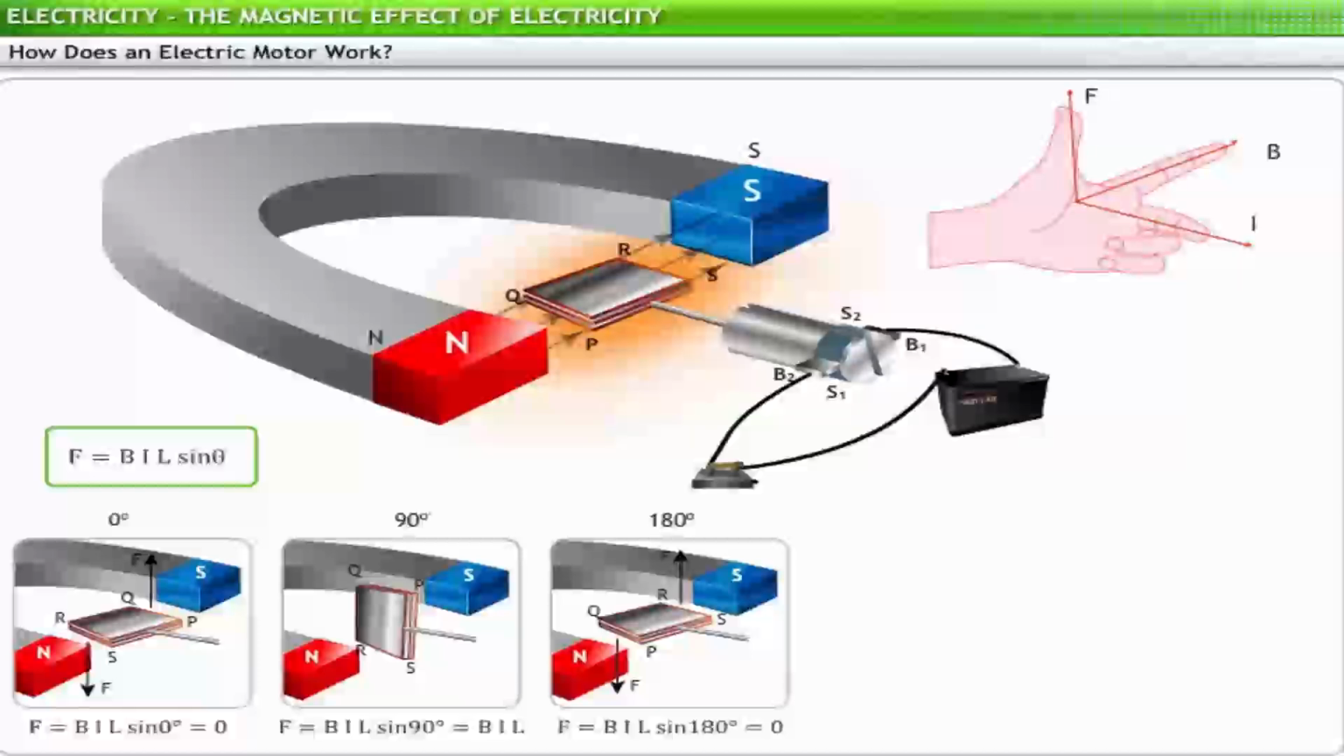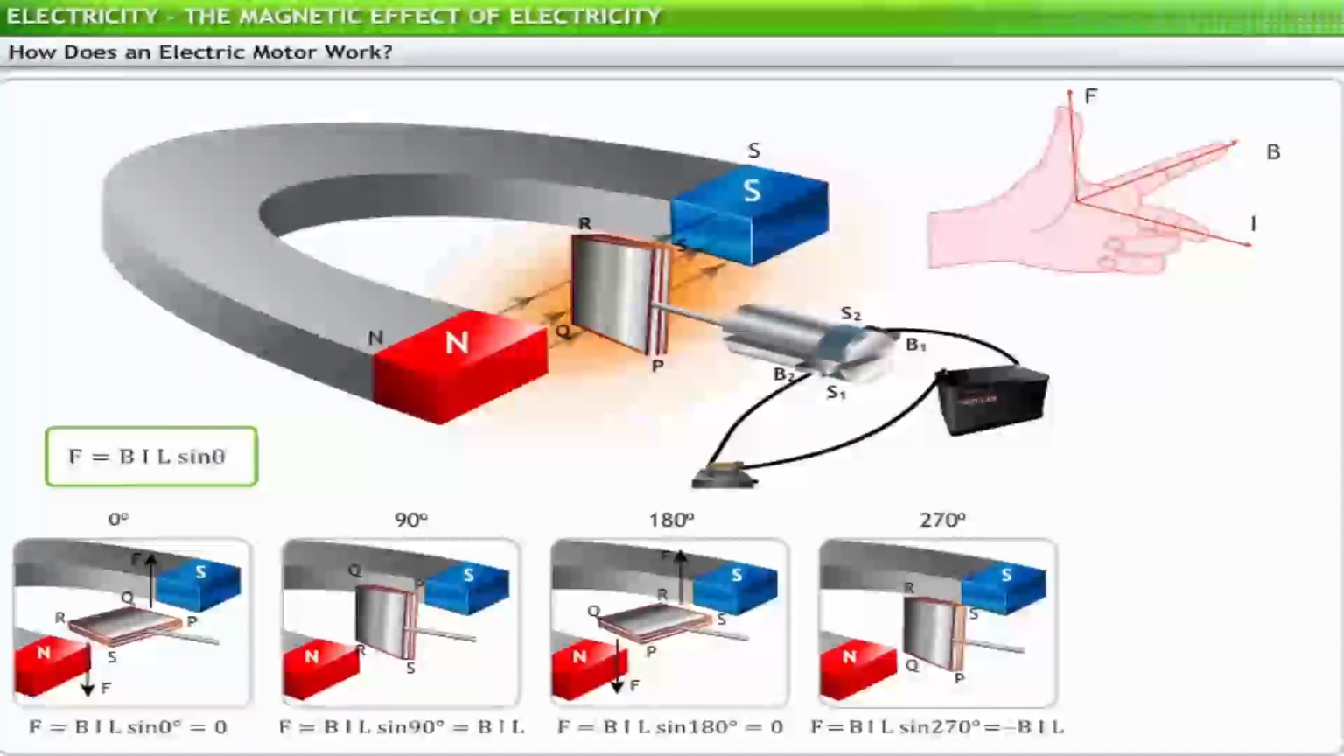When the coil rotates by 180 degrees, the split rings also rotate along with the coil. Now, the split ring S1 connects end PQ of the coil to carbon brush B2. Similarly, S2 connects RS to B1. This reverses the current through the coil. The current now enters the coil through S2, passes along S, R, Q, P, and leaves the coil through S1. The torque acting on the coil causes PQ to go down and RS to go up.